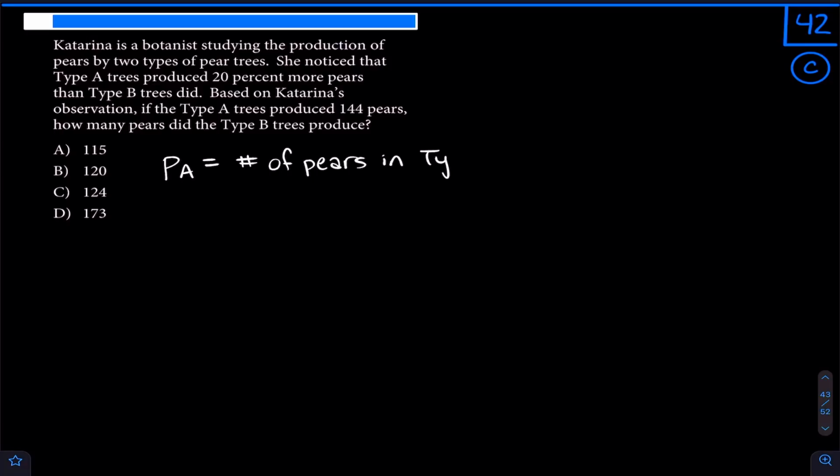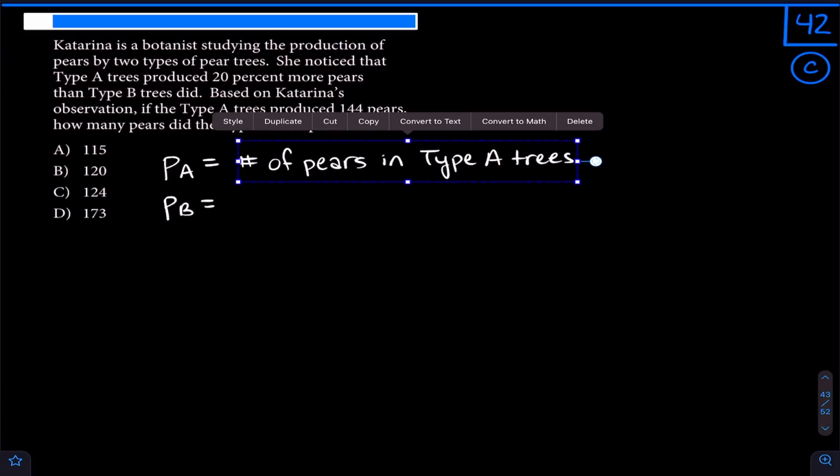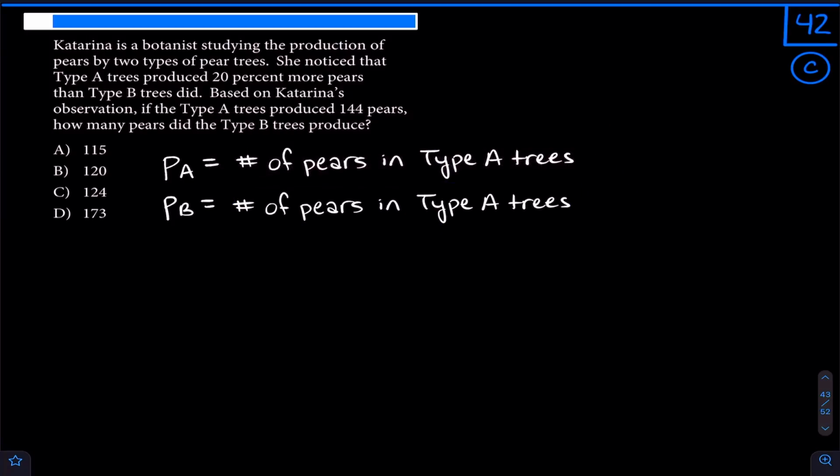So I'll say number of pears in type A trees. And then P sub B would be the number of pears in type B trees. Cool. So if we have that, I mean, look, it even tells us that type A trees are producing 20% more than type B trees did. So how do we write that? Well, there's going to be some equation here between PA and PB. We just need to know where to put that 20% increase.